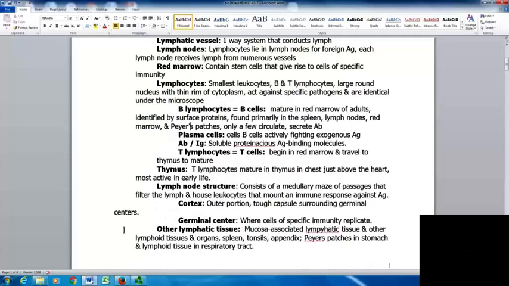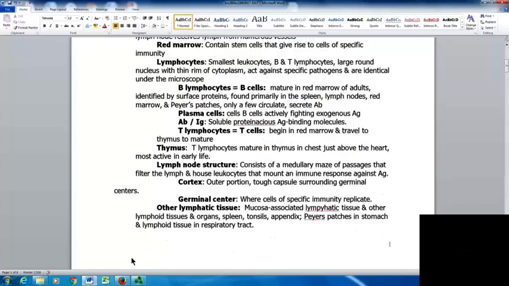When we look at the lymph node structure, it consists of a medullary maze of passages that are going to filter the lymph and house leukocytes that will mount an immune response against the antigens. It will have a cortex, which is the outer portion. It's going to have a tough capsule that surrounds the germinal centers. Your germinal centers are where the cells of specific immunity are going to replicate.